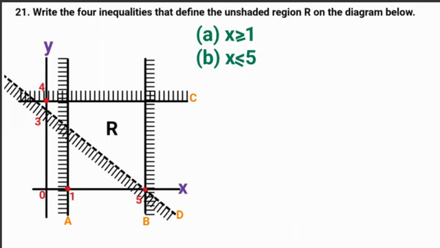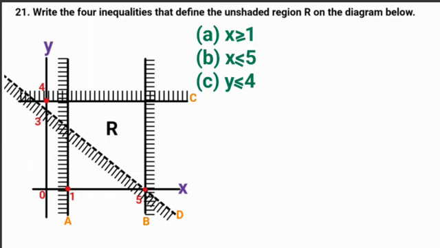Therefore, we can come up with an inequality which is y is less than or equal to 4. Y is less than or equal to 4. That's the inequality. Okay, that's the third inequality. Now let's come to the last one, which is D.